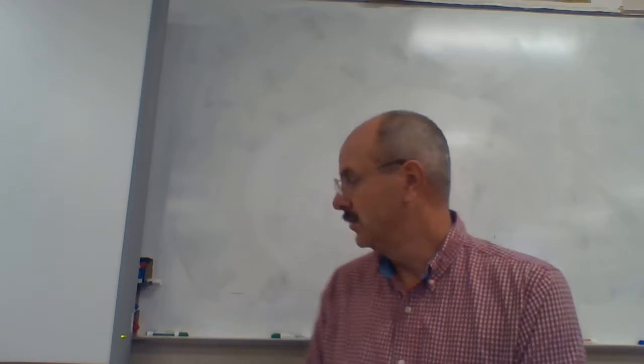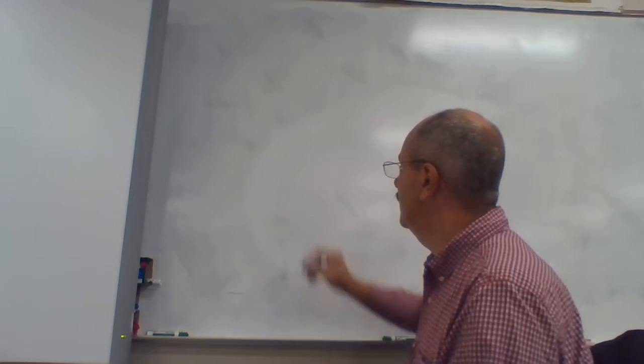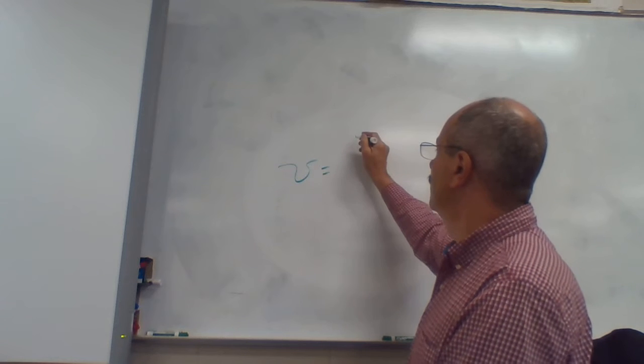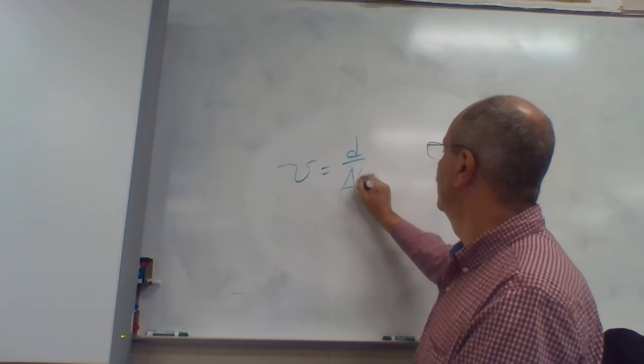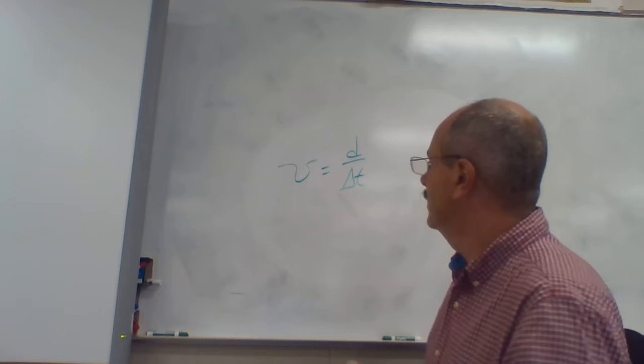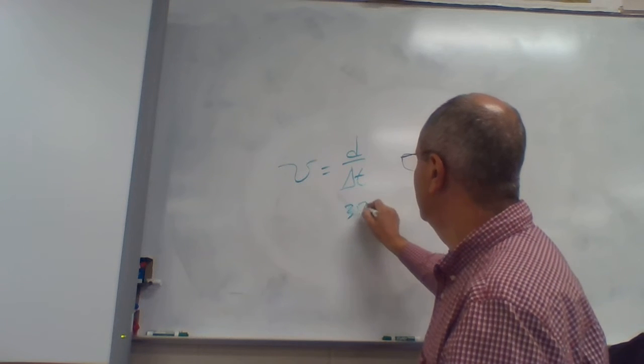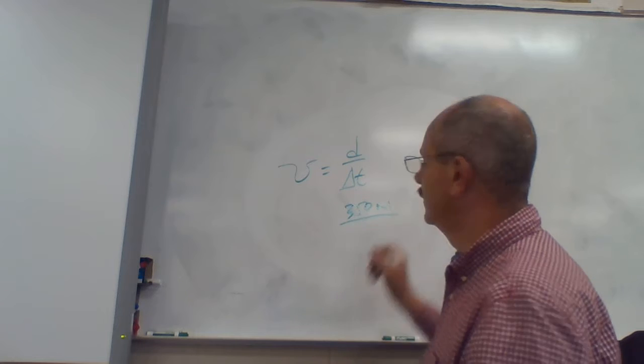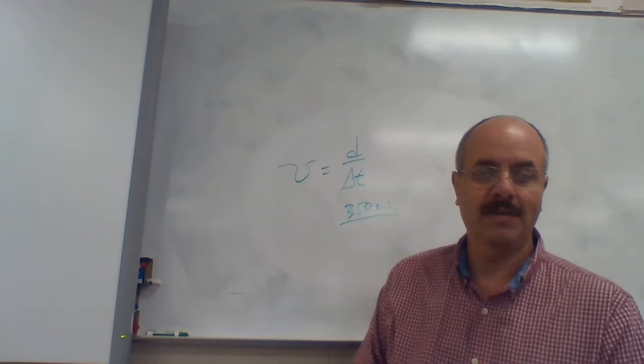So the first question said, calculate the average speed of a car that has traveled 350 miles in 7 hours. So we're going to end up using this equation where speed equals distance divided by the change in time. All right. So in order to do that, how far did that car travel? Well, 350 miles. How long did it take him to do it? 7 hours.